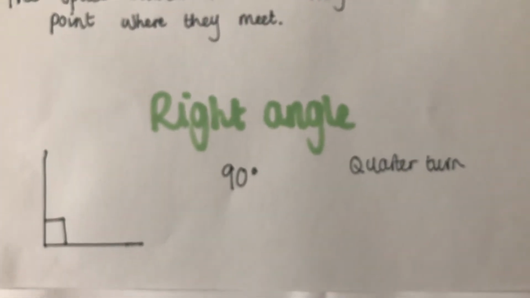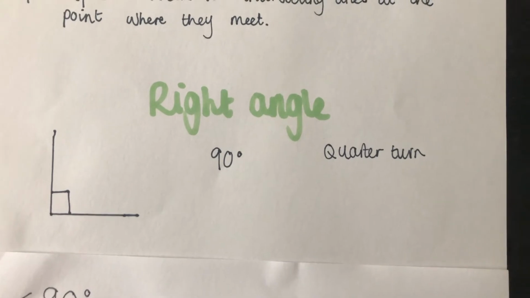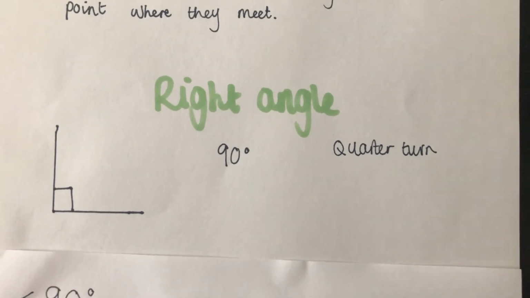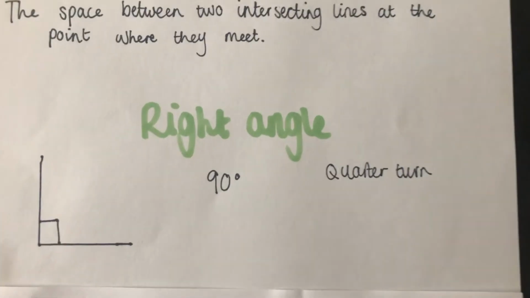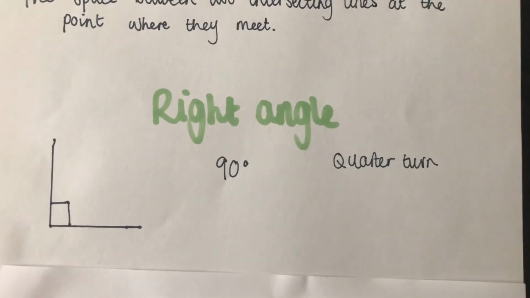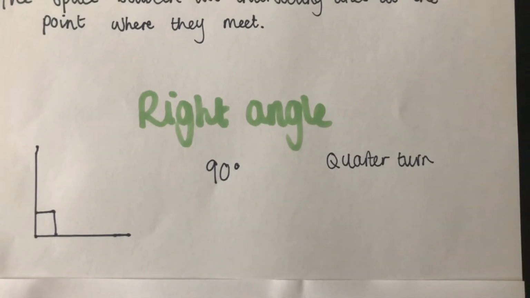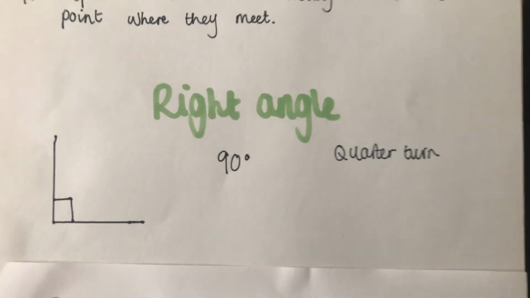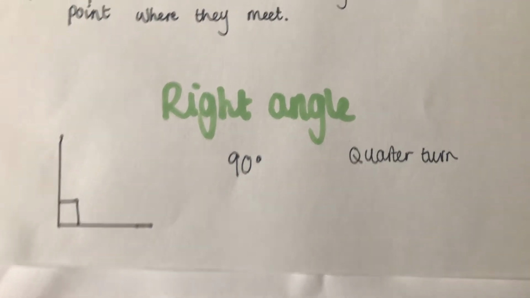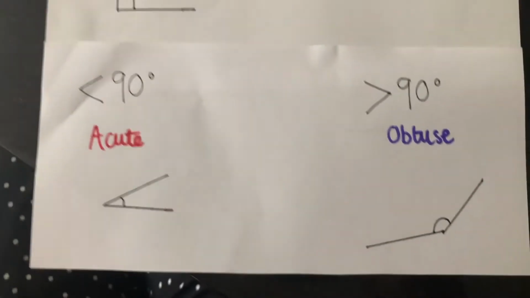It's 90 degrees, and it's also the same as a quarter turn. When we do turns later on in the week, a half turn is 180 degrees, and a quarter turn is 90 degrees. So a quarter turn is the same as a right angle. So what do we do when an angle is less than or greater than that? Because we know what a right angle is, but there are lots of angles, and some could be bigger or smaller than that. So here we go.